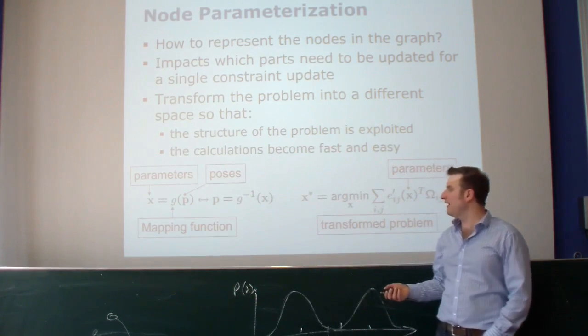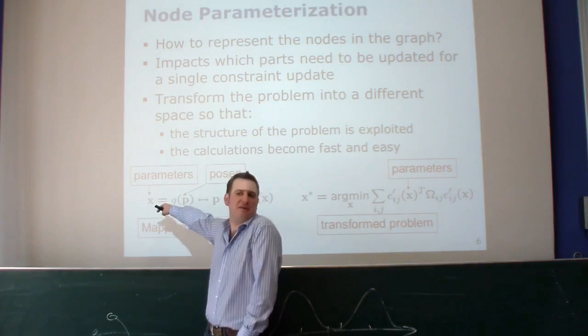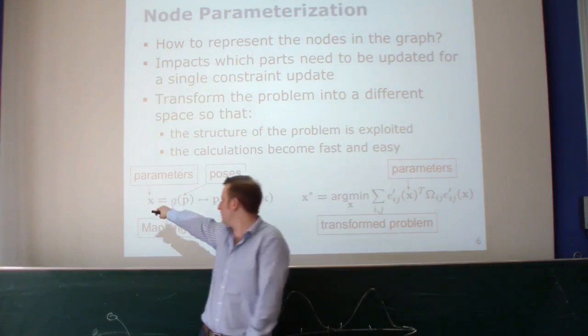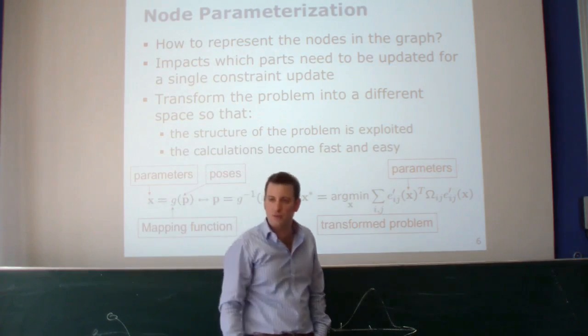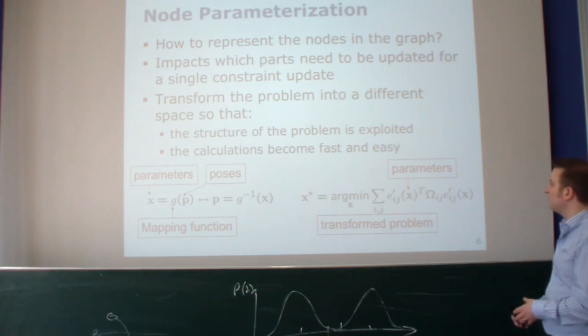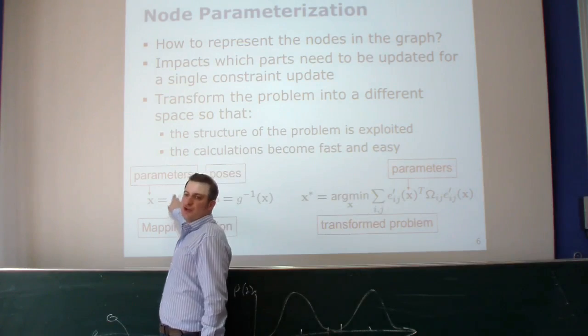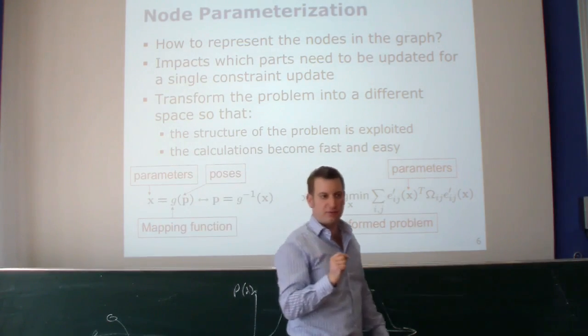But it can also be the case that this is simply a different parameterization, so that I simply express the pose of a node in a different way. And the key idea, especially in this context of stochastic gradient descent, is let's choose this function g in a smart way that simplifies our problem.